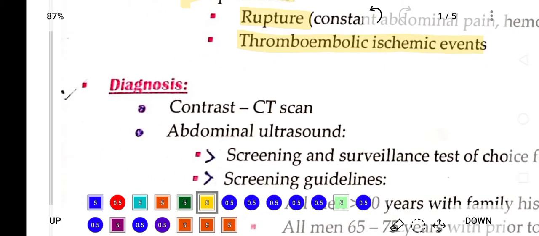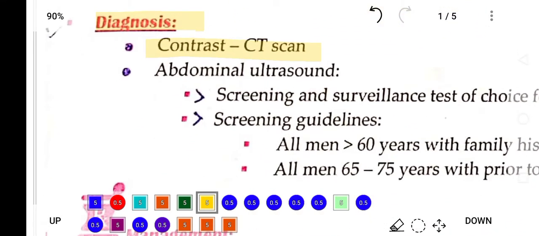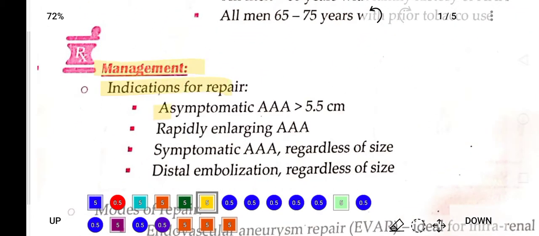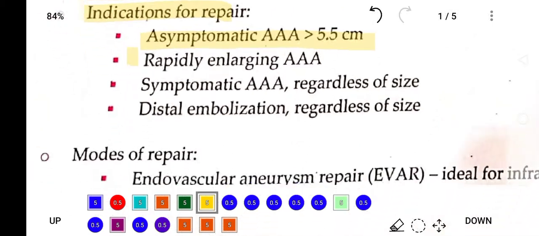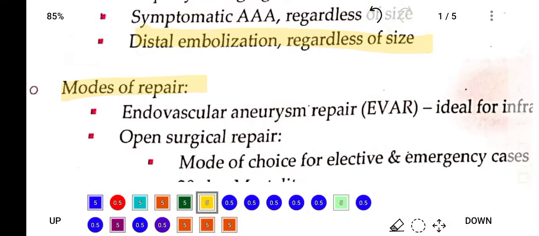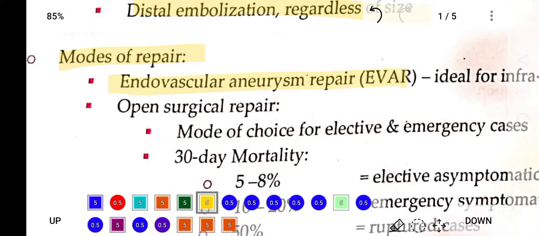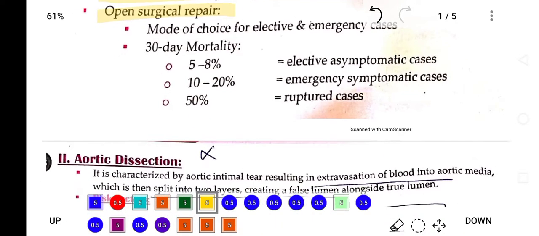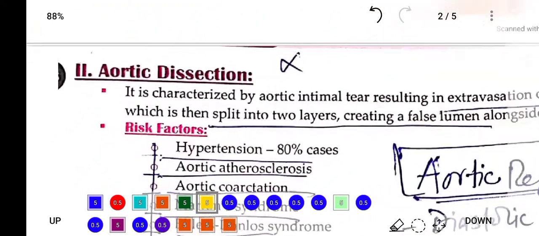Rupture of an abdominal aortic aneurysm can happen, and a collection of fluid and blood can occur, and that's why the complication can develop. Diagnosis will be contrast CT scan and abdominal ultrasound. Management: in asymptomatic patients, the abdominal aortic aneurysm should be greater than 5.5 centimeters, and then there should be distal embolization, with the mode of repair being endovascular aneurysmal repair or open surgical repair, and there are certain surgical choices for repair of the abdominal aortic aneurysm.